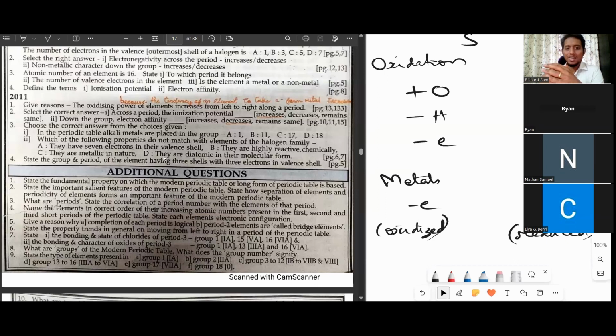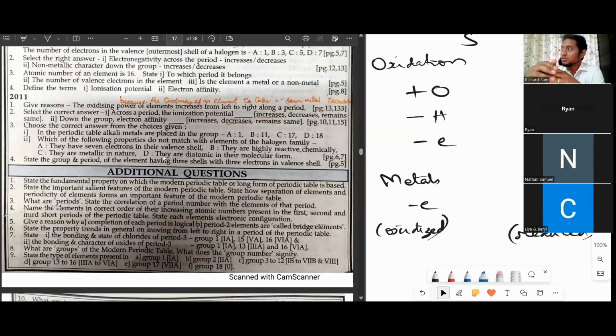Then D is they are diatomic in their molecular form. Diatomic means 2 atoms join to form the molecule. For example, chlorine. What's the formula for chlorine? Cl2. In fact, all nonmetals are diatomic. Exceptions are there, like ozone is O3, phosphorus is P4, and sulfur is S8. But other than these three, all nonmetals are diatomic.